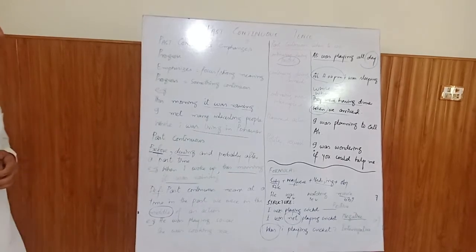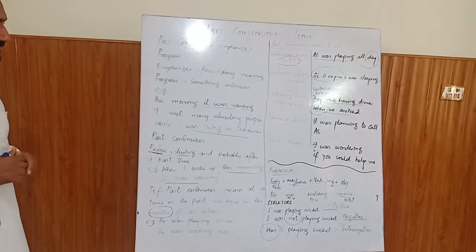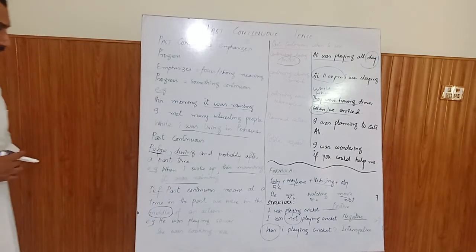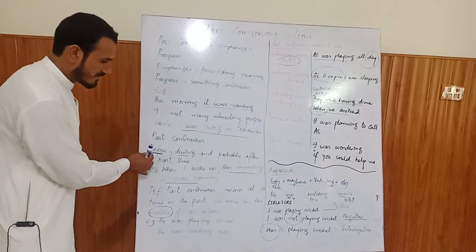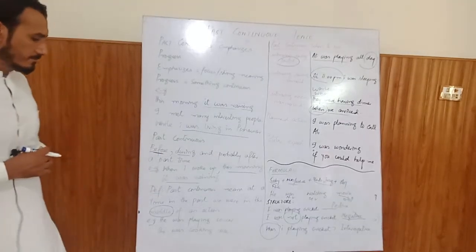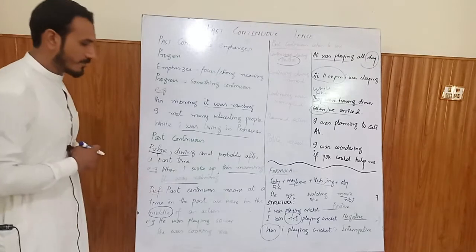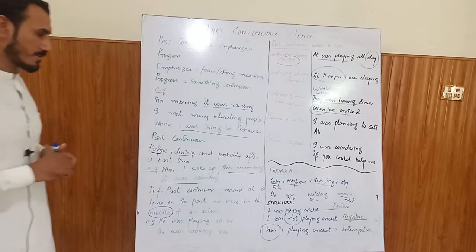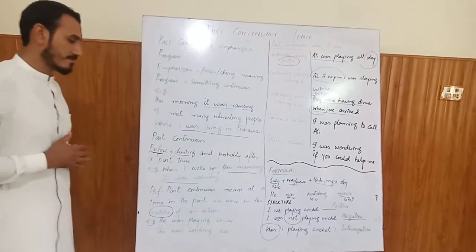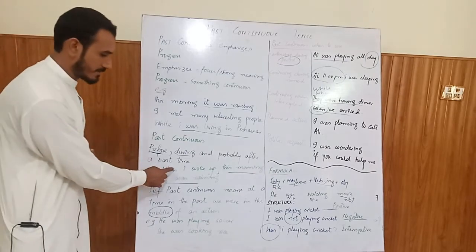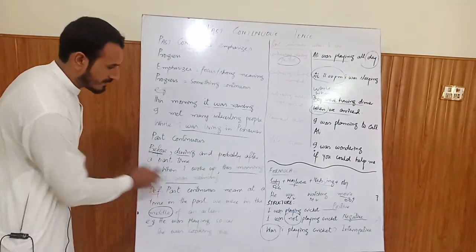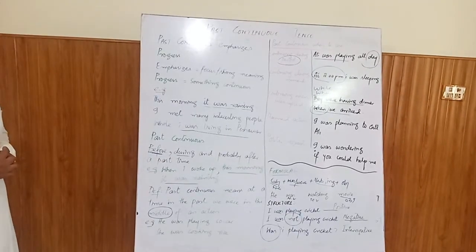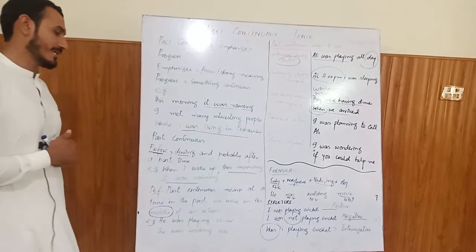I met many interesting people while I was living in Peshawar. So this is also something which is continuous. Past continuous means before or during. For example, when I woke up this morning, it was raining. So first the action happened, I woke up, and second, it was raining. So it was raining when I woke up.